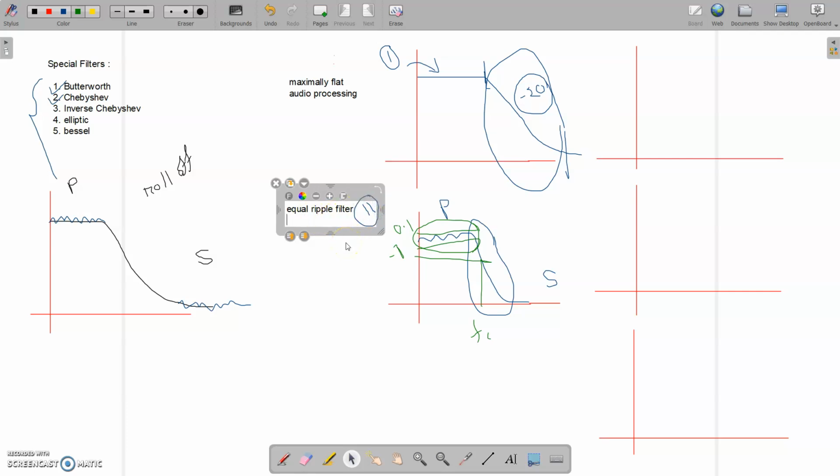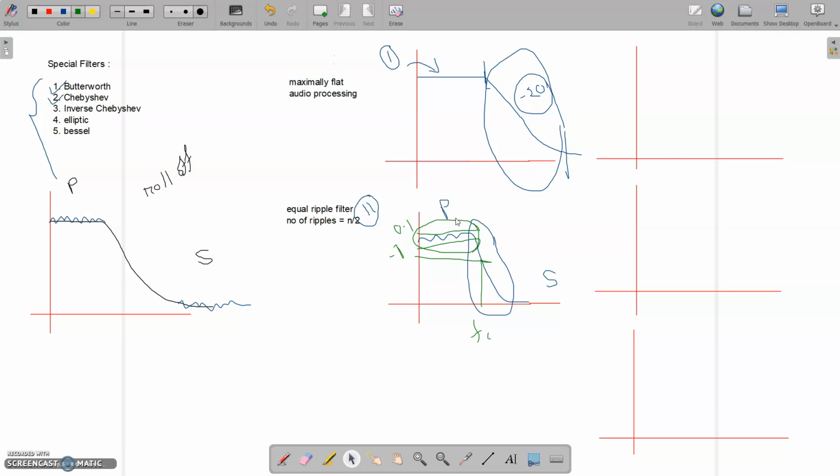And another thing is that the number of ripples is equal to n by 2. Remember, n is the order of the filter. So if I have a fourth order filter, then the number of ripples that we will have here will be 2. You don't have to go into more details. So these are my two types of filter: one is my Butterworth filter, and the next one is my Chebyshev filter.